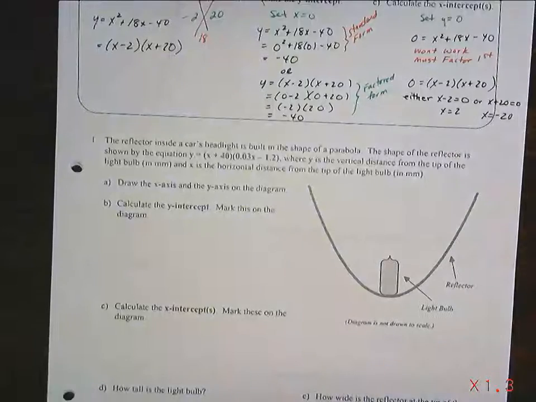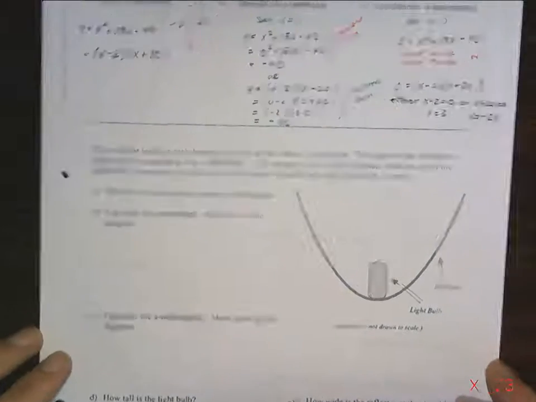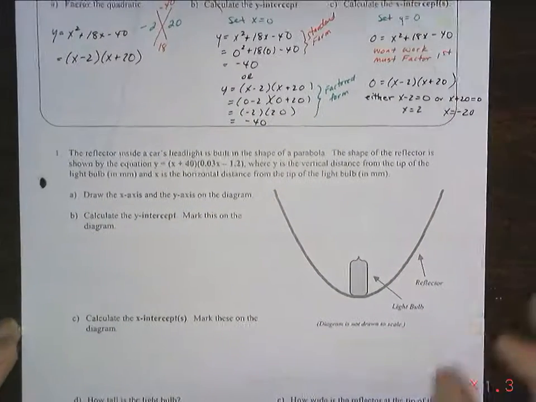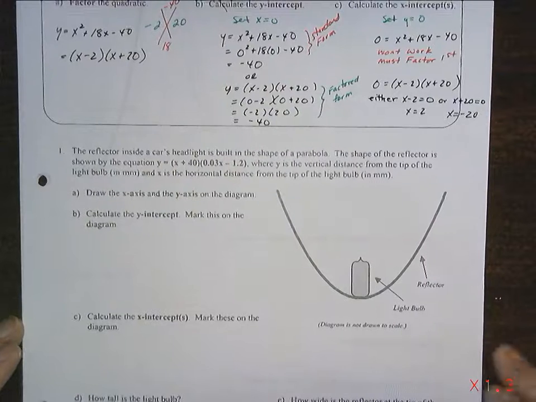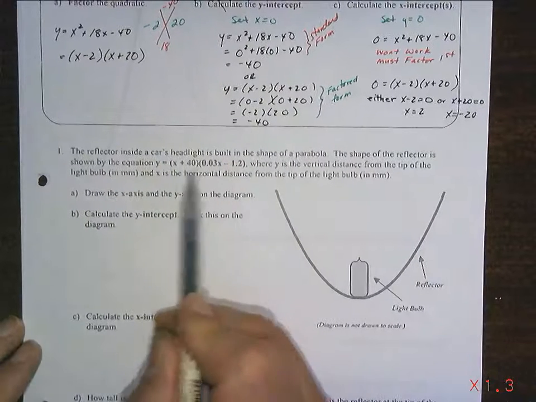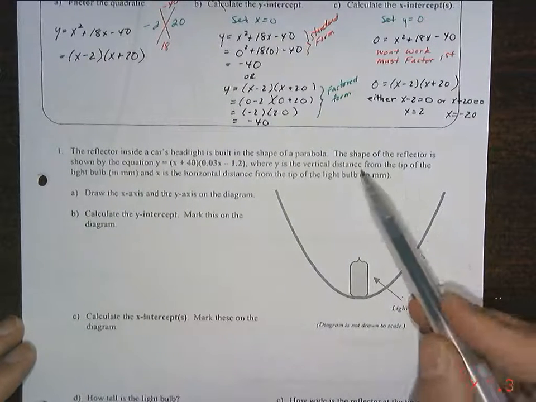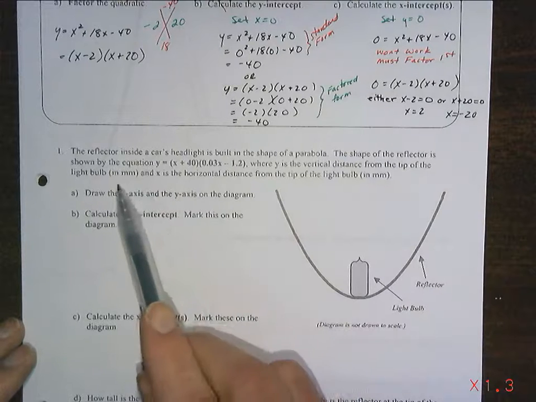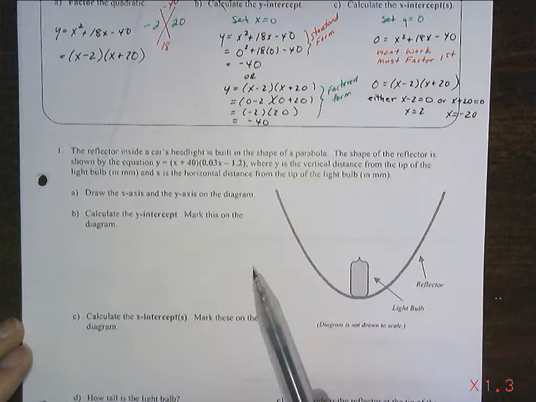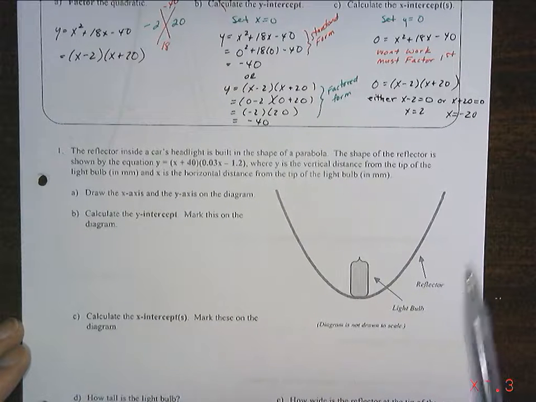Welcome back. So we're looking at number 1. The reflector inside a car headlight is built in the shape of a parabola. The shape of the reflector is shown by this equation, where y is the vertical distance from the tip of the light bulb in millimeters, and x is the horizontal distance from the tip of the light bulb in millimeters.